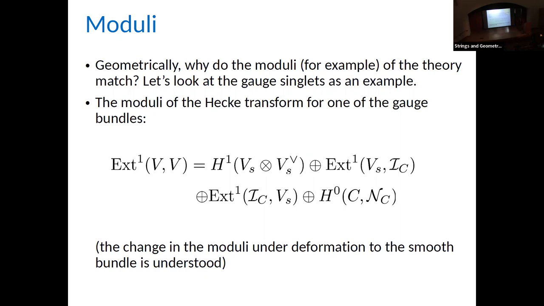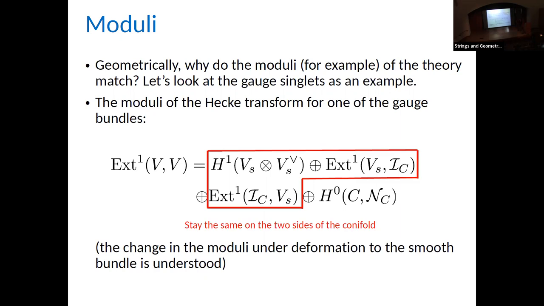And you can ask, how do they change across the conifold? It turns out that everything in the red box here, you can prove will always be the same on the two sides of the conifold. In fact, the only thing that is changing its dimension is exactly the moduli of this special curve class, special five-brane moduli that allow you to move across the conifold.